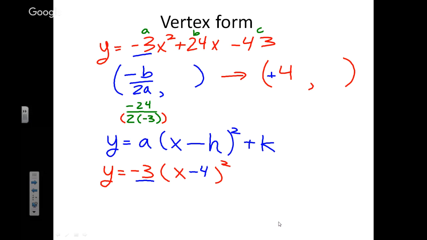What do I do with this 4 now? I plug it back in for x, both here and here in the original equation, and it's going to tell me the other part of my vertex. So in the calculator, and this is getting kind of sloppy, I apologize, but negative 3 times 4 squared plus 24 times 4 minus 43. What does that equal? Everyone try this so that we know that we can do this. 5. Anyone else get 5?